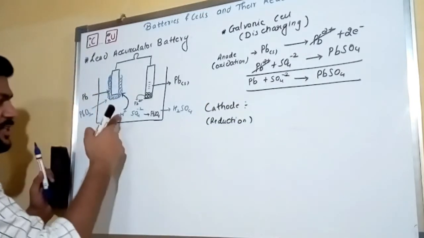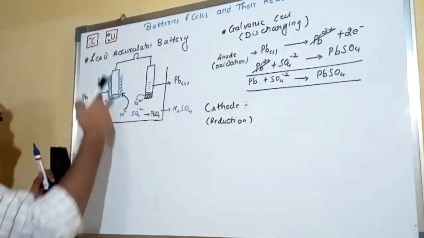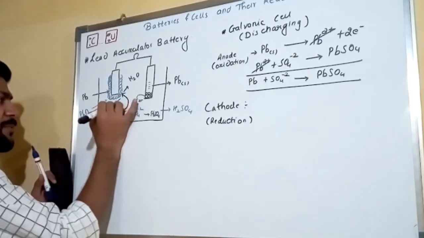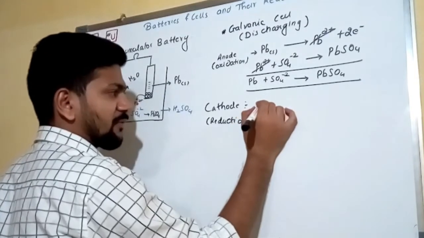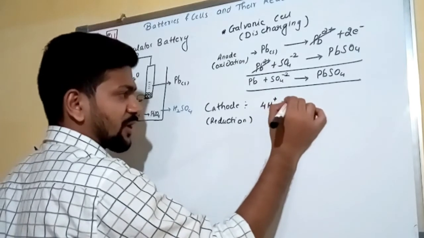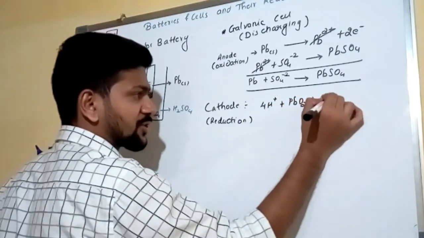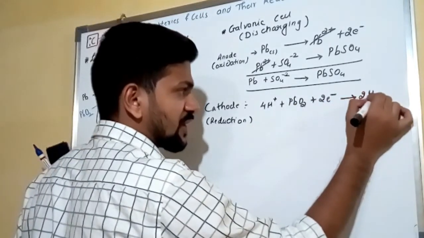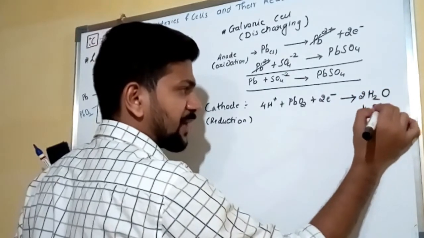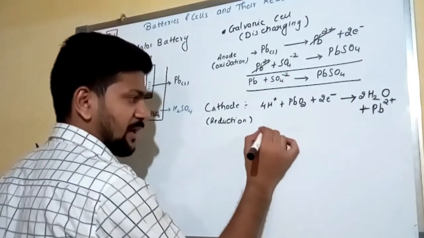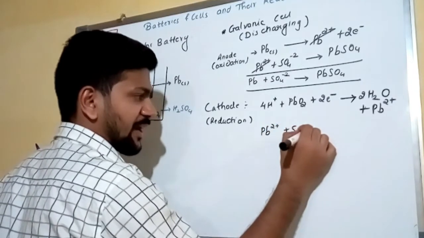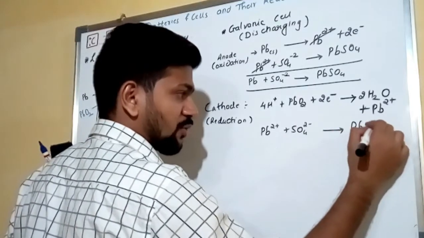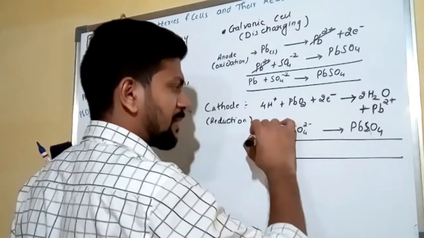So the reaction will be H plus and PbO2 together accepting electrons, producing H2O as well as Pb2 plus. So the reaction will be 4 times H plus, PbO2 and 2 electrons, giving you 2 times H2O plus Pb2 plus. This Pb2 plus will combine with the sulfate SO4 minus 2 ion, giving you again PbSO4. So this will be PbSO4. So the overall reaction over here will be, with Pb getting cancelled.